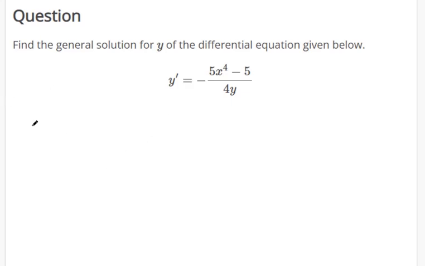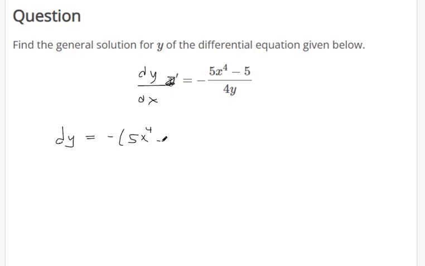Okay, so this is dy. Here, you could replace this with dy dx. So this is a differential equation that we call separable because you can multiply that dx to both sides, and you can get one side entirely in terms of y and one side entirely in terms of x.